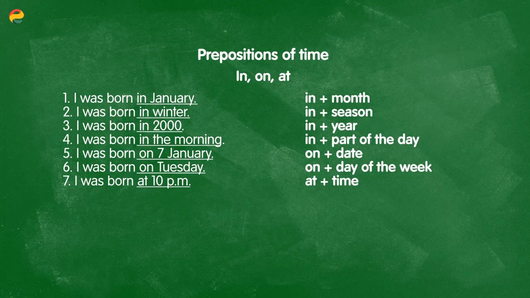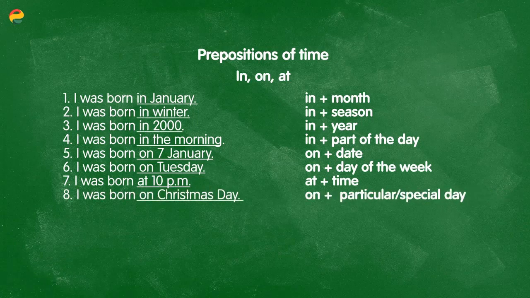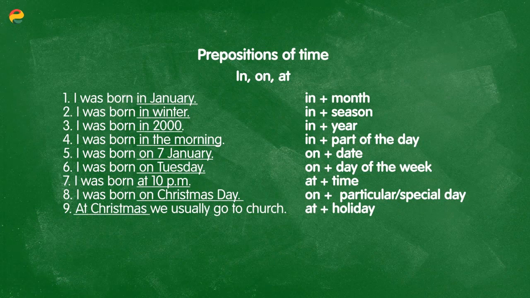And this can be a little bit confusing once we move on to something like holidays. For example, I can say that my family usually goes to church on Christmas Day. Here, I'm talking about Christmas Day itself, on a certain day, just like on the 7th of January. But if I want to say generally at Christmas time, maybe not the day itself, but the time around it, I could say that at Christmas, our family usually goes to church.